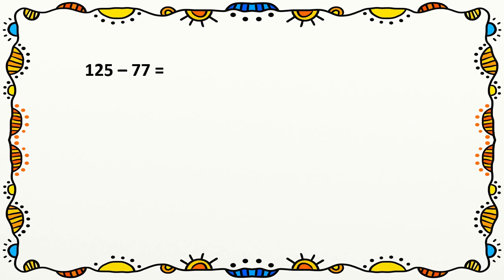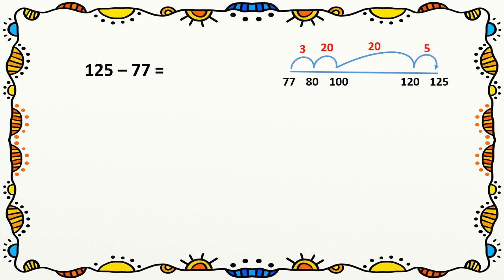125 minus 77 is equal to. 77 onto 80 is 3. 80 onto 100 is 20. 100 onto 120 is 20. 120 onto 125 is 5. 3 plus 20 plus 20 plus 5 equals 48.